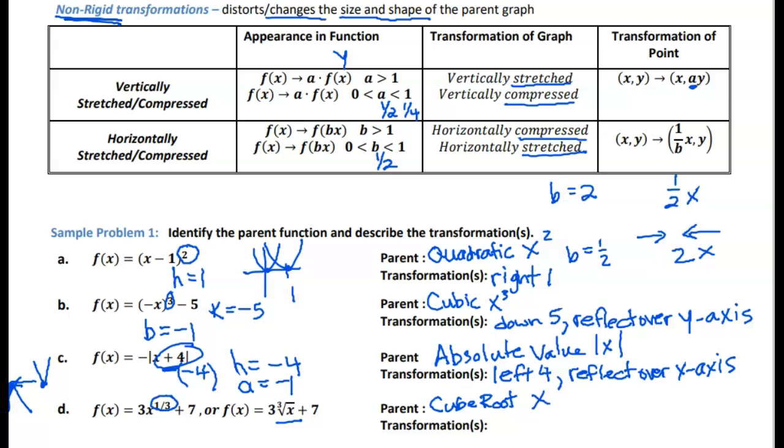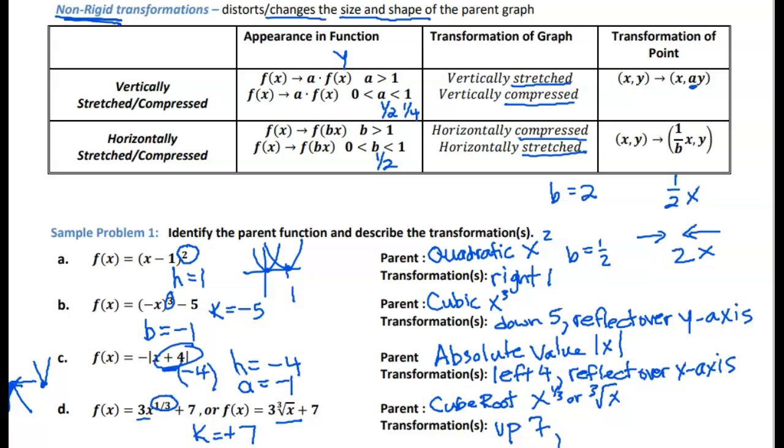And again, it's x to the 1/3 or just the cube root of x. And I have two numbers around it. I have a +7 hanging out at the end after the function. So that's a k of +7. Look in your chart. You're going to be going up 7.